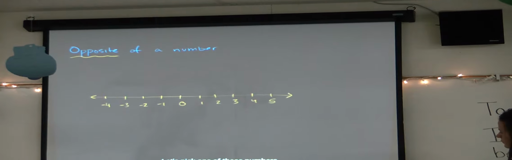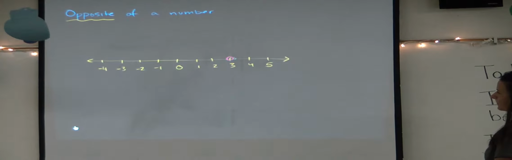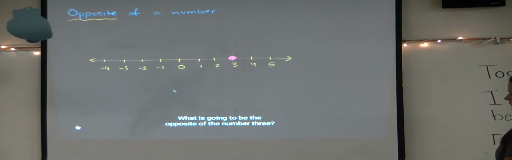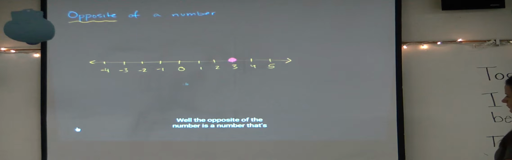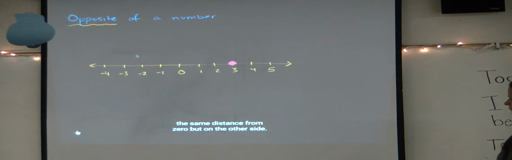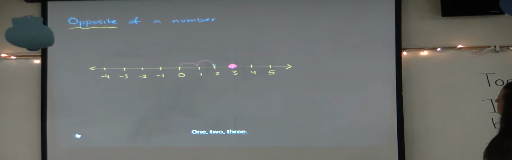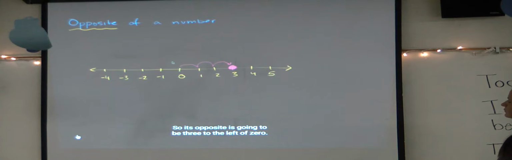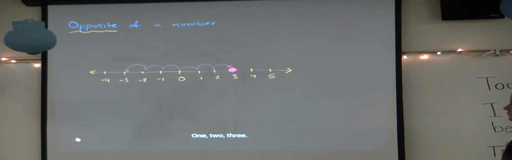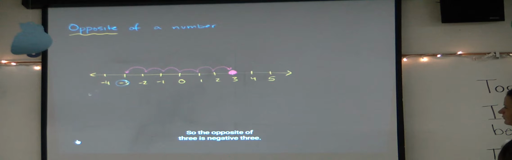So let's pick one of these numbers. Let's say we pick the number 3. What is going to be the opposite of the number 3? Well, the opposite of a number is a number that's the same distance from 0, but on the other side. So 3 is 3 to the right of 0: 1, 2, 3. Its opposite is going to be 3 to the left of 0: 1, 2, 3. So the opposite of 3 is negative 3.